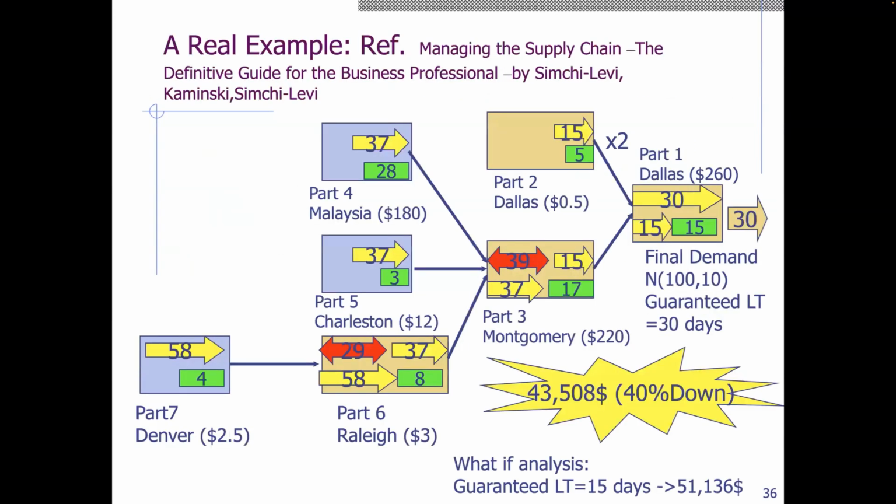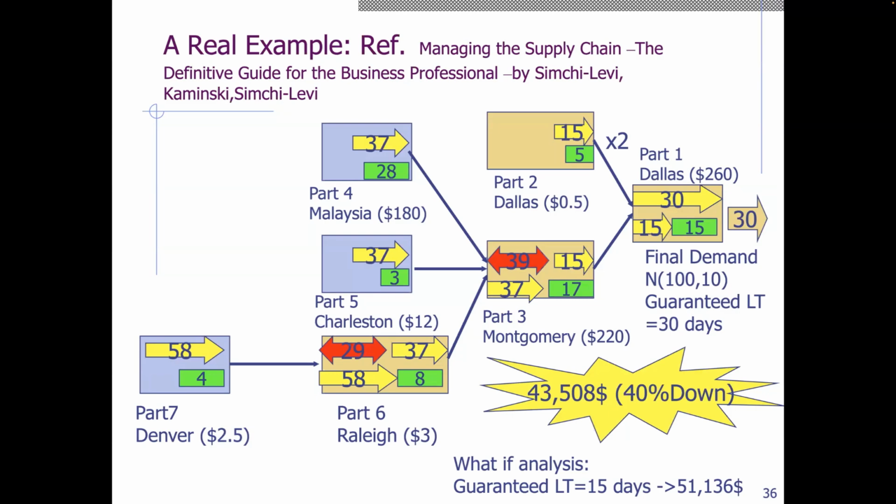Here is a real example reported in the book written by David Simchi-Levi of MIT. Final demand, part 1 in this figure, is sold in Dallas and has a normal distribution with average 100 and standard deviation 10, and the customer's guaranteed LT is 30 days. Many parts are required to produce the final product and they are produced in many facilities. By optimizing the allocation of safety inventory, they could save more than $43,000. It's about 40% cost down from the baseline model.